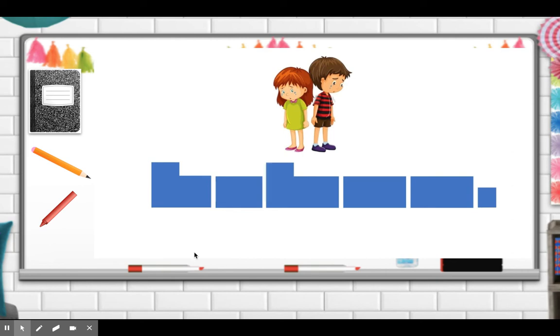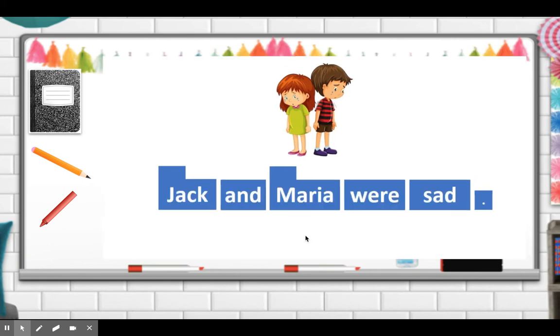This time you're going to write Jack and Maria were sad. So this word is changing. Jack and Maria were sad. Take a look at my sentence. Does your sentence match mine? We changed one of the words in the sentence. So just like we changed one sound in making new words, we changed one word to change the sentence.